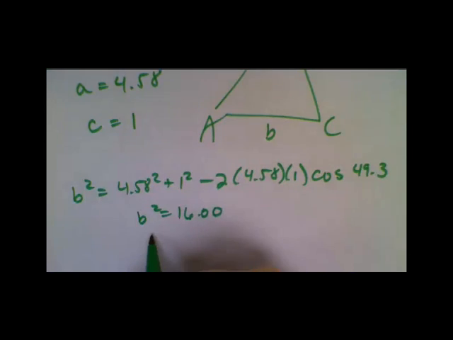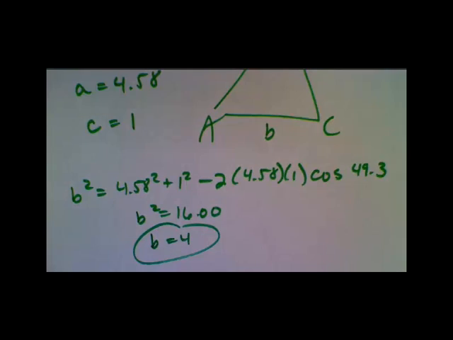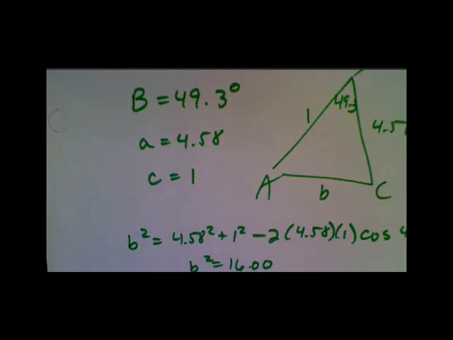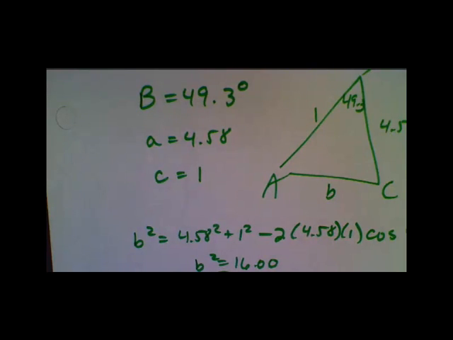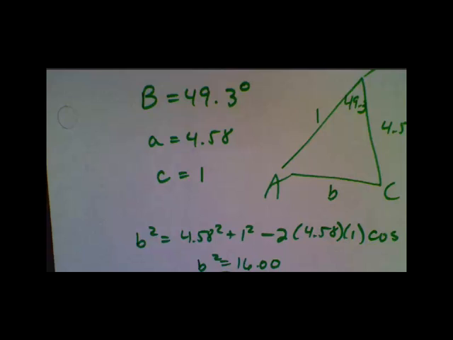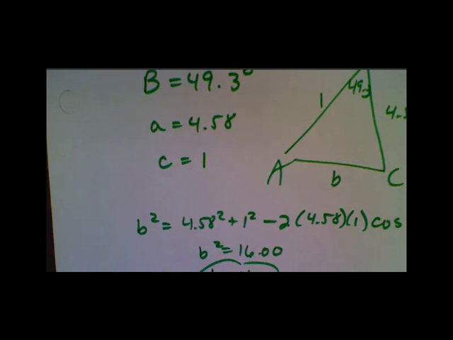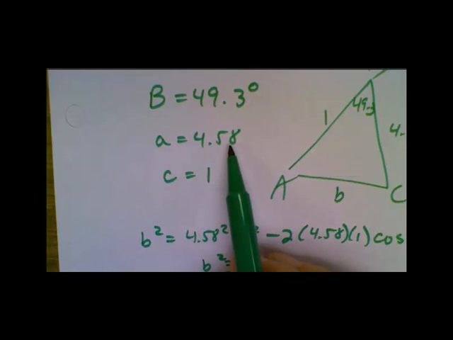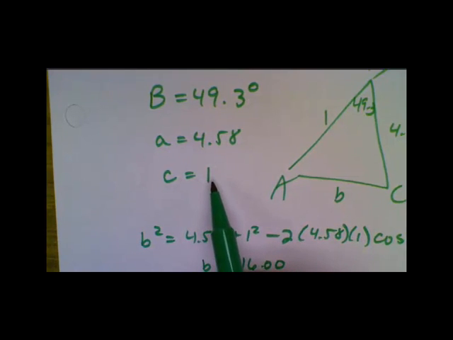Obviously, we probably knew that without using our calculator. So b is 4. All right, now we have to use the law of sines, because now we have side b and angle B. And again, here's where we have to think a little bit about what side we want, what angle we want to solve for. So we're going to say the sine of 49.3 is to 4, because they go together, as, now I could say the sine of A is to 4.58, or I can say the sine of C is to 1.